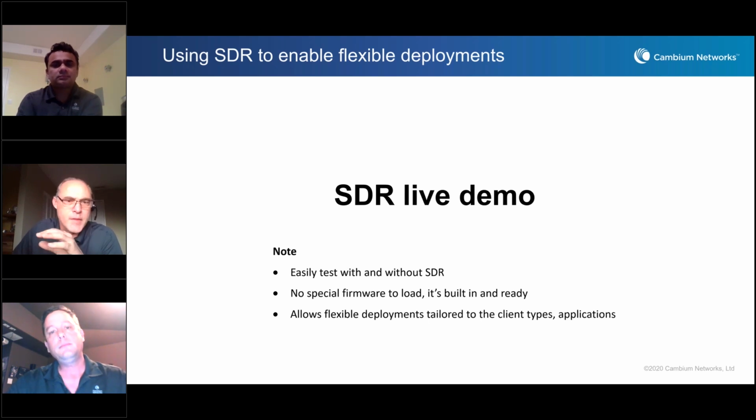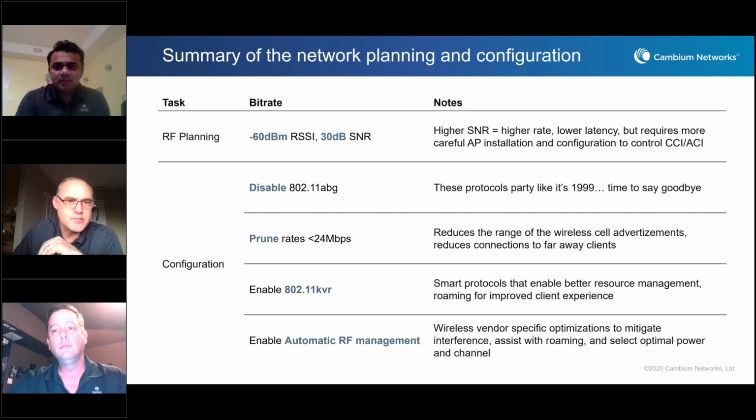It's a point and click. No special firmware to load. It's built in and allows that flexible deployment. So very easy to do, very easy to run your test and your designs and validate your network designs. So in summary, these are some things we talked about.